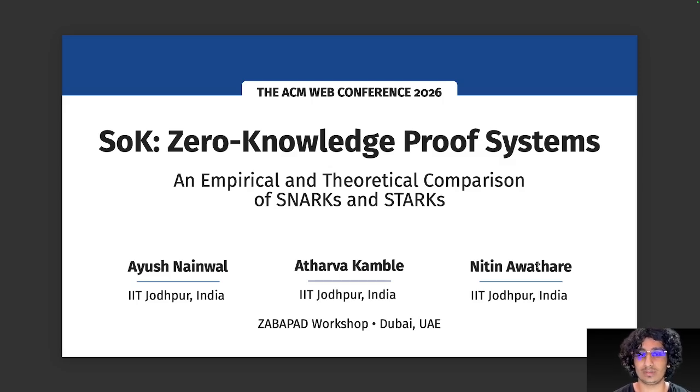Today I'll present our work SoK: Zero Noise Proof Systems, an empirical and theoretical comparison of SNARKs and STARKs. The motivation behind this work was simple. Although SNARKs and STARKs are widely used in blockchain and privacy systems, choosing between them is often difficult because most existing work focuses on theory rather than practical performance.